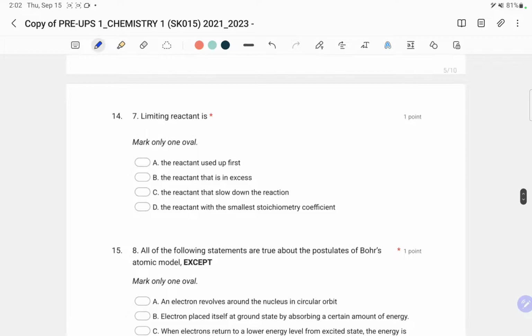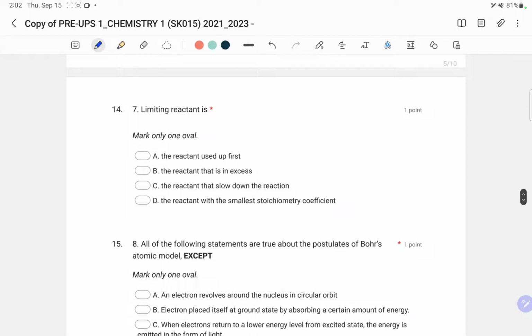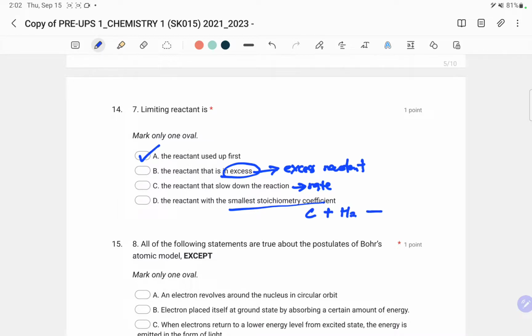And question number 7, limiting reactant is, so limiting reactant adalah reactant yang dihabis guna. So reactant use up first lah. The reactant in excess ni refer kepada excess reactant. The reactant that slows down the reaction ni tak ada kaitan. Dia adalah rate reactant with smallest stoichiometric coefficient. Yang ni maksud dia contohnya macam carbon plus dengan hydrogen, kita dapat CH4. So yang ni ada 2 lah. Okay, stoichiometric coefficient yang depan ni, ni 1, ni 2.